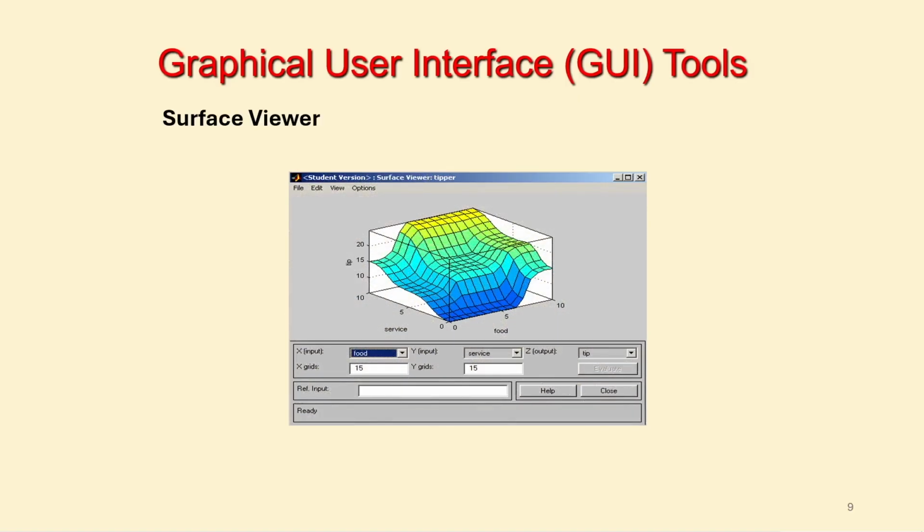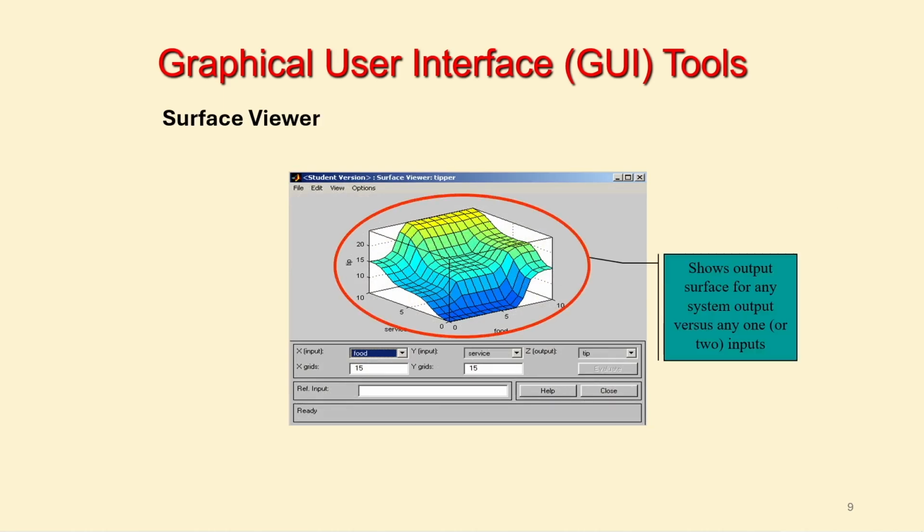Next comes the surface viewer. This shows the output surface for any system. See here, service and food are taken as inputs, and it produces the output, which is the tip. So it is the window showing the surface covered by the rule viewer for the set of inputs with respect to the output.